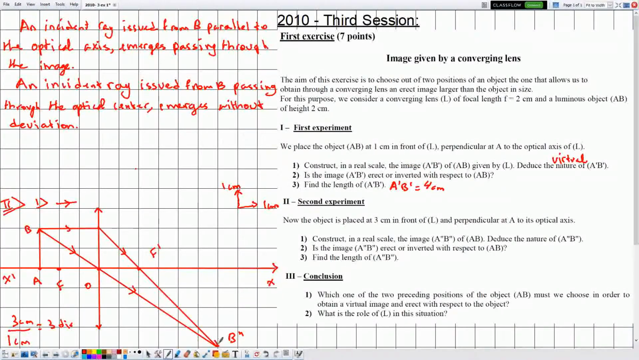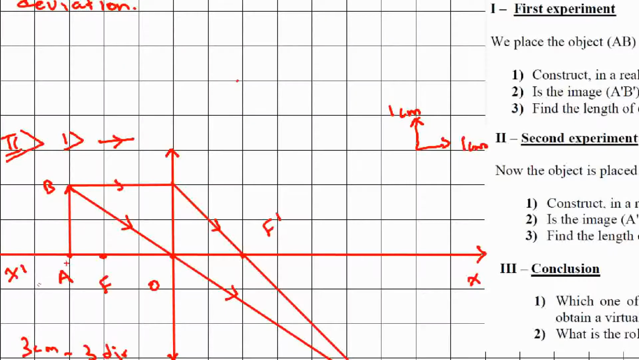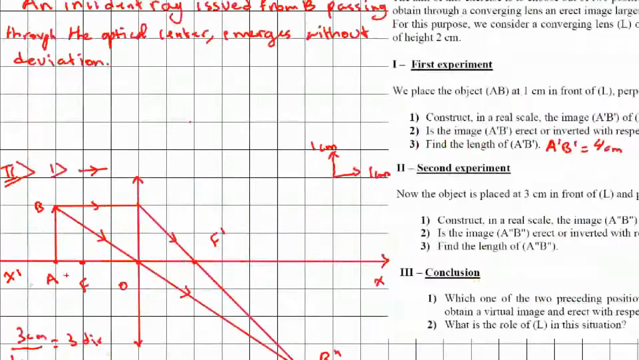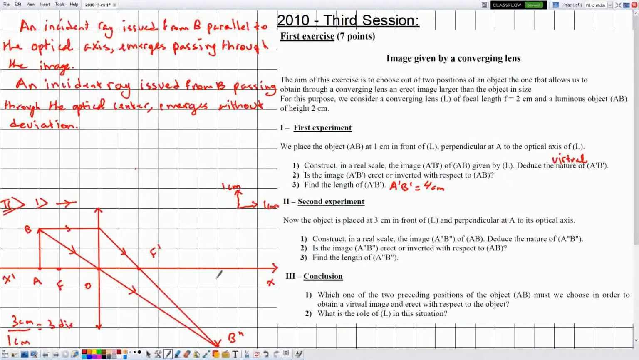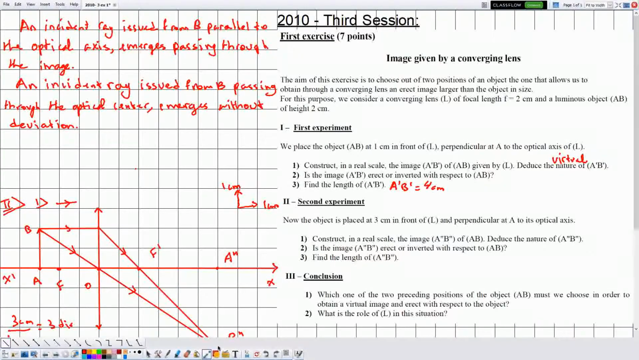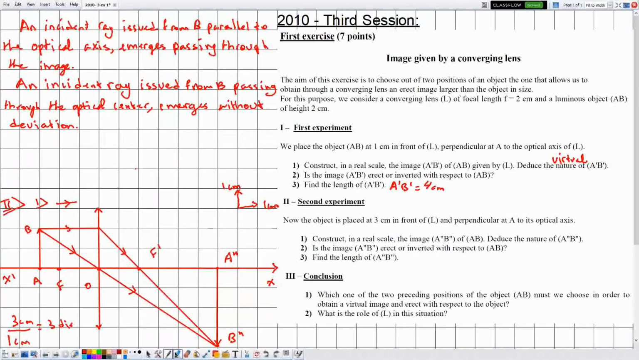Let's place the hat, and A represents the foot perpendicular of B on the optical axis, therefore A double prime will also represent the foot perpendicular of B double prime on the optical axis. This is A double prime. Now let's trace the image. So this is the tracing of the image. Now let's justify it.